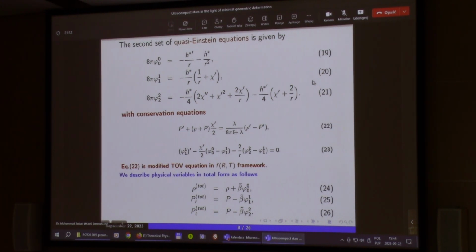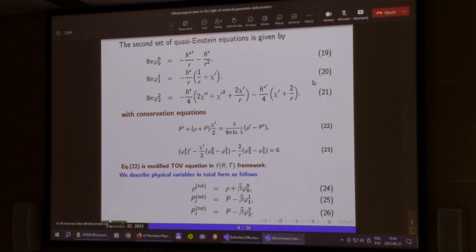Depending on this, many models have been developed to deal with this aspect in cosmology. In a similar scenario, we can calculate the modified TOV equation, the Tolman–Oppenheimer–Volkoff equation, as given in equation 23. This formulation applies to the f(R,T) theory. In the next slides, we define the total energy density, total radial pressure, and total tangential pressure as given in equations 24 to 26.